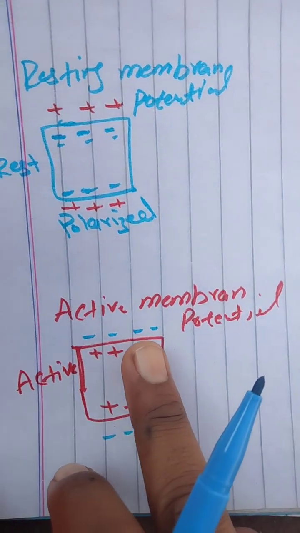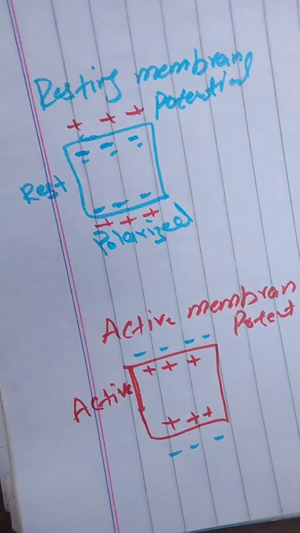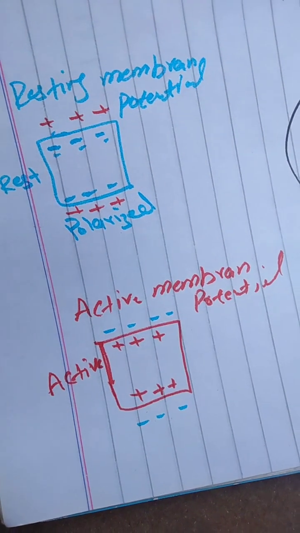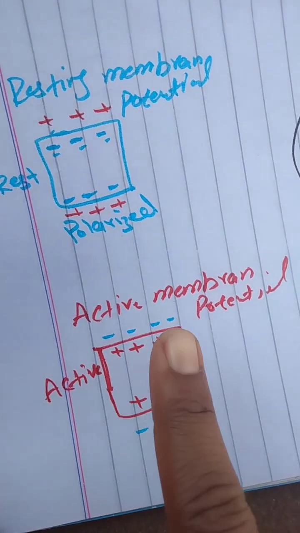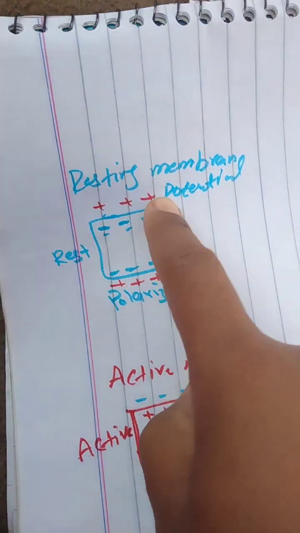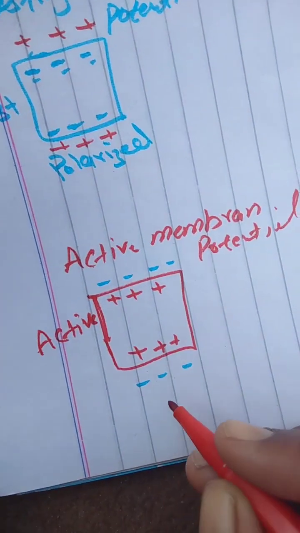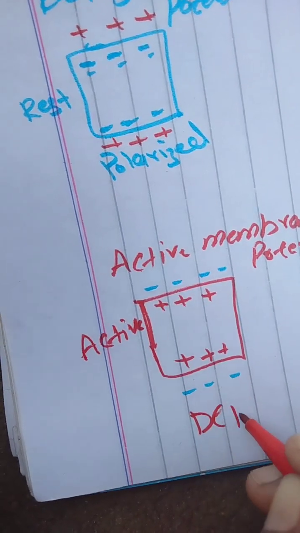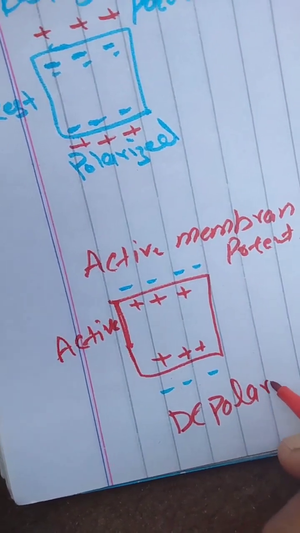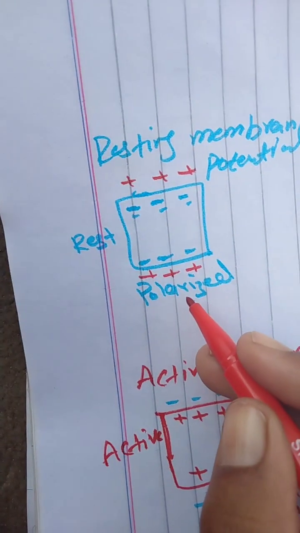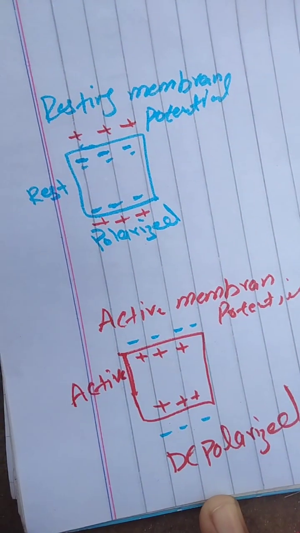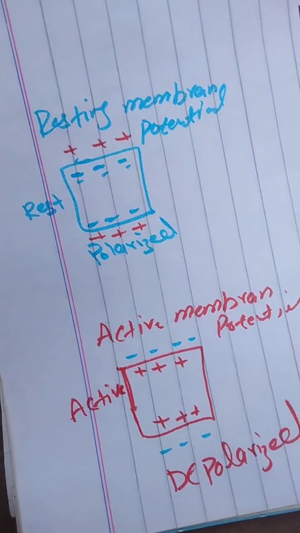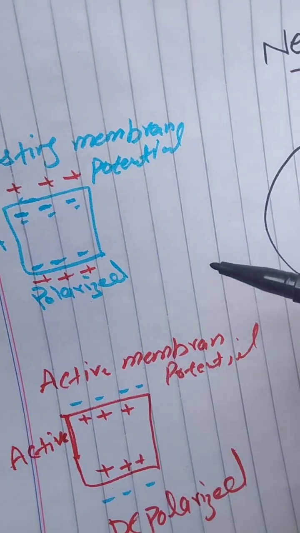the nerve membrane becomes negative outside. So this is the active membrane potential, and this is the resting membrane potential. Here the cell is depolarized. Now the cell becomes depolarized. The cell is polarized and the cell is depolarized, and the cell becomes polarized again.